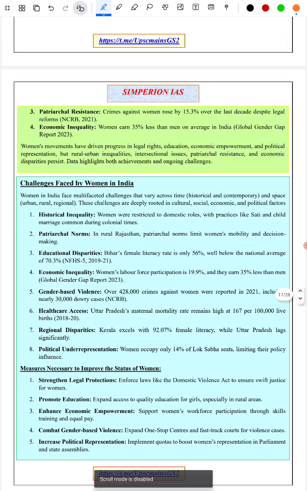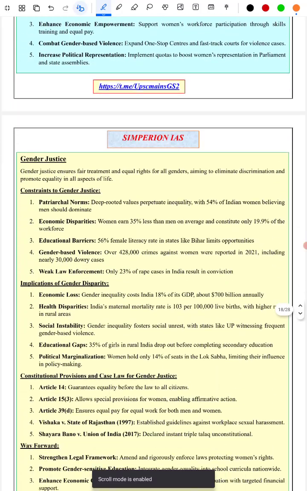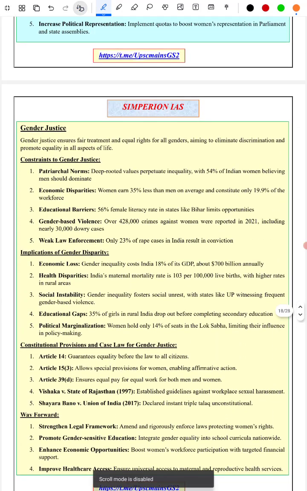Next, challenges faced by women in India, the general challenges: the historical inequality, patriarchy, education disparity, economic inequality, gender based violence, healthcare access, regional disparity, political representation. Next, we have covered measures necessary to improve the status of women in India. Next, we have taken up the topic of gender justice.